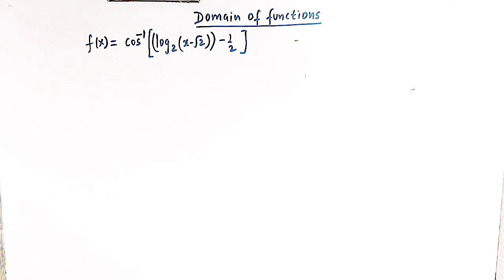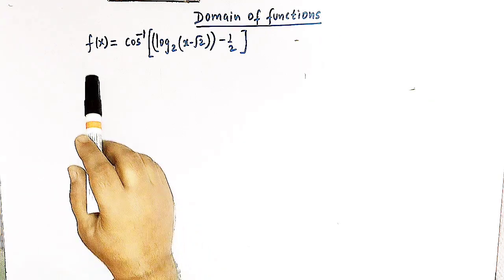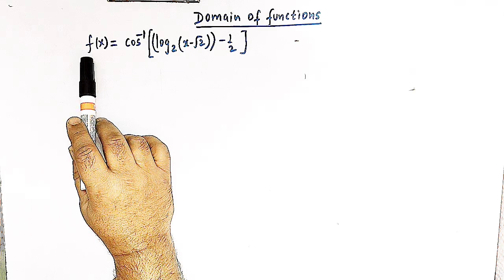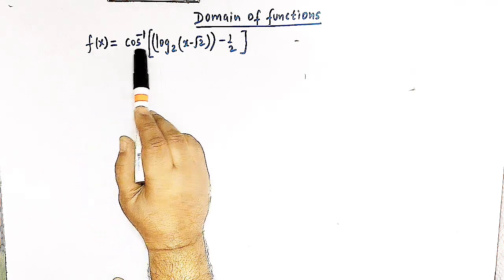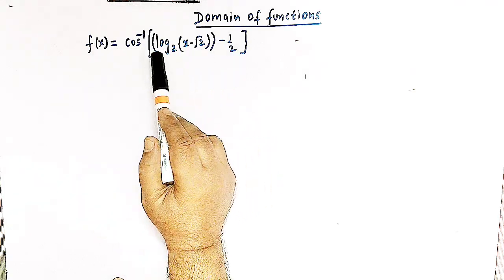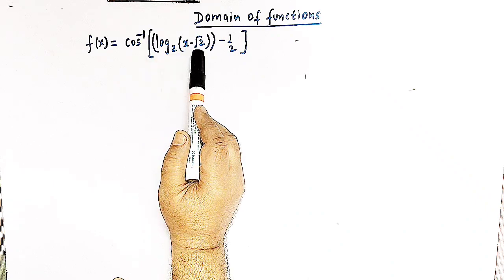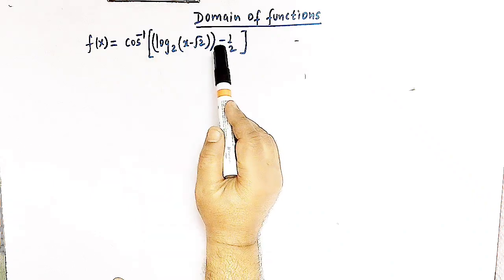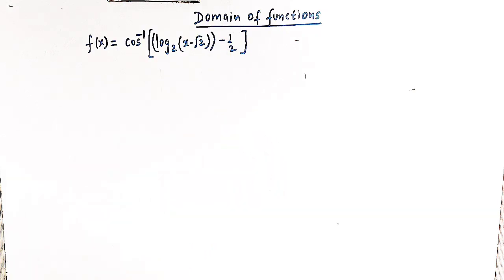Hello viewers, in today's session we are going to discuss another important problem from domain of functions, and in this class we are going to find out the domain of this function f of x, that is equal to cos inverse, and here we have a logarithm of x minus square root of 2 to the base 2 minus half, right? So let us see how we can find out the domain of this function using the concept of principal value branch of inverse cosine function, right? So let us start.